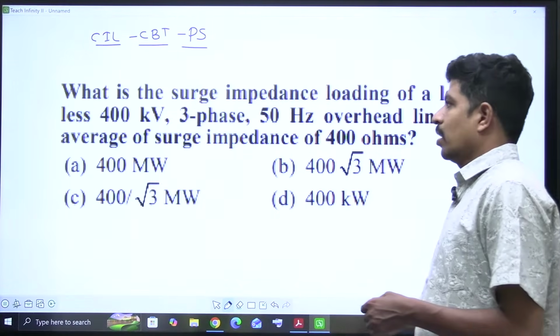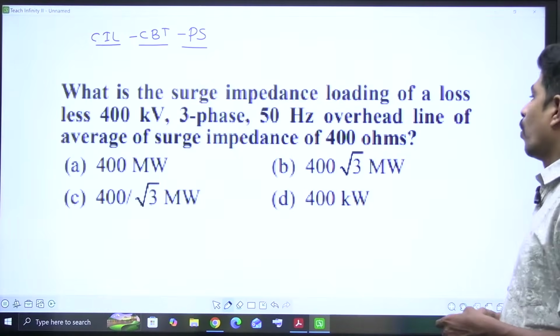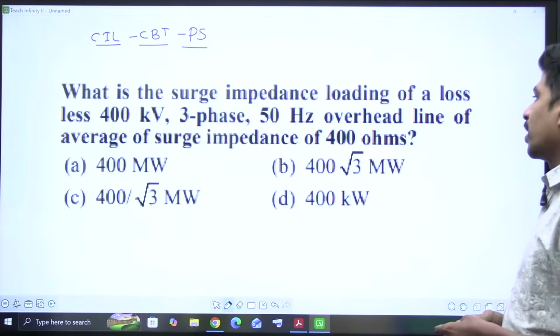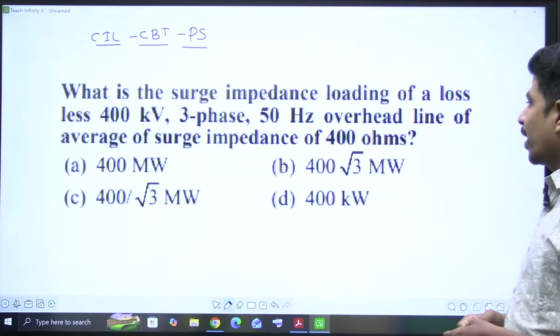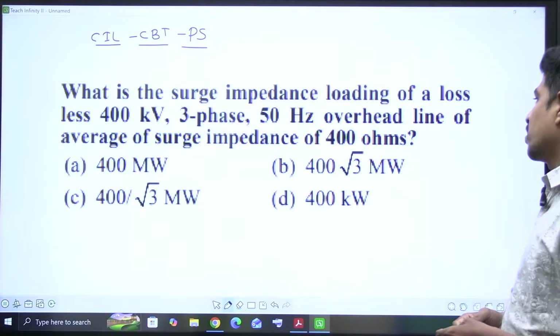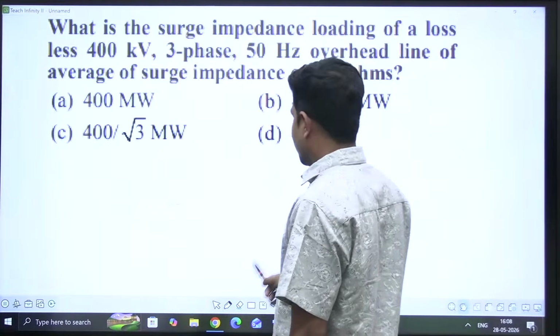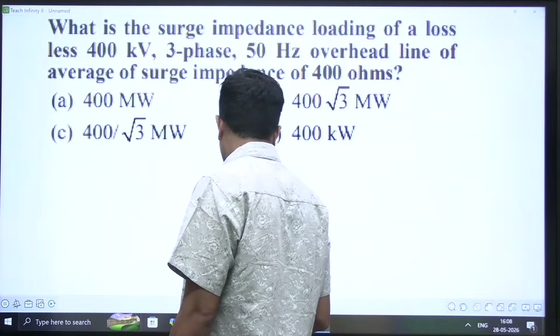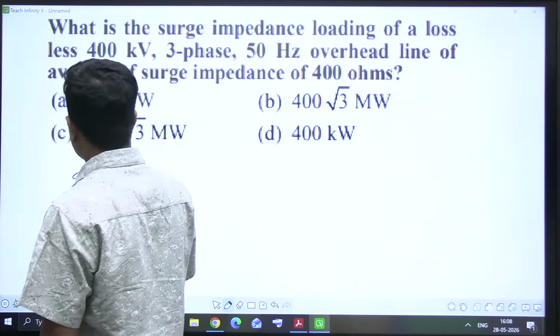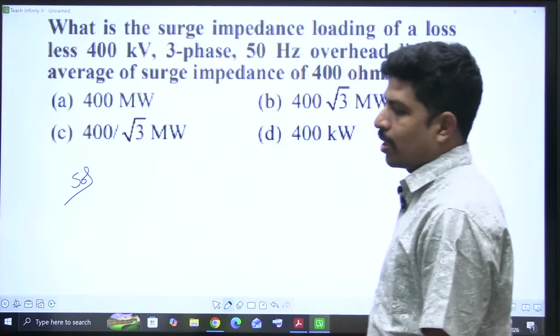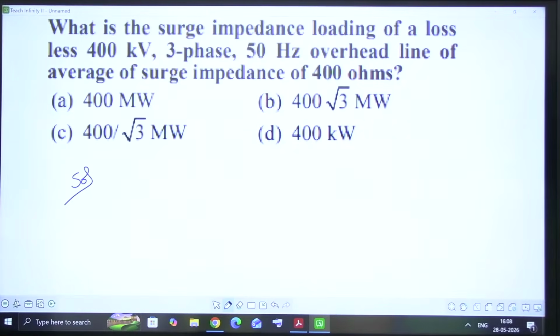What is the first question saying? What is the surge impedance loading of a lossless 400 kV 3-phase 50 hertz overhead line with an average surge impedance of 400 ohms? He is asking about surge impedance loading. What is surge impedance loading, sir? First of all, what is surge impedance? Surge impedance is the impedance offered by the transmission line or equipment for sudden changes or surges.